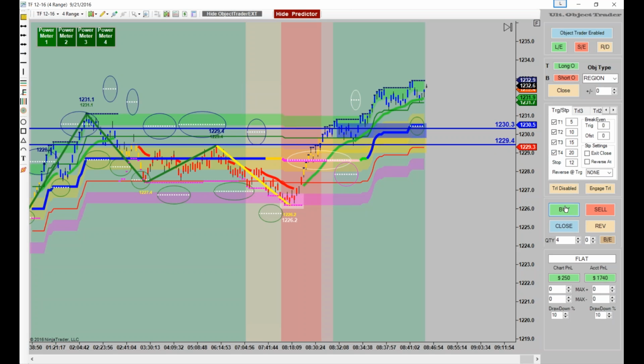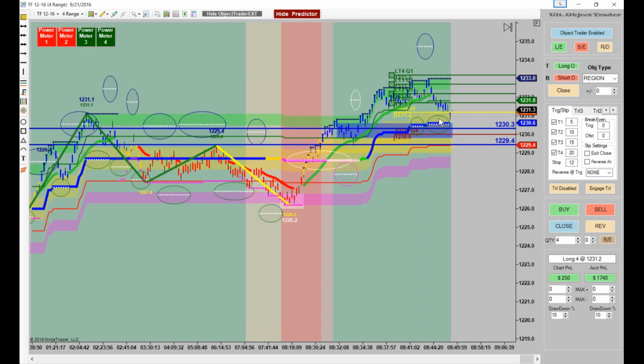See the predictor? What do you think about that predictor? You want to just grab it when it hits the predictor? It's close. One more. Come on, there it is. It's right at the predictor.